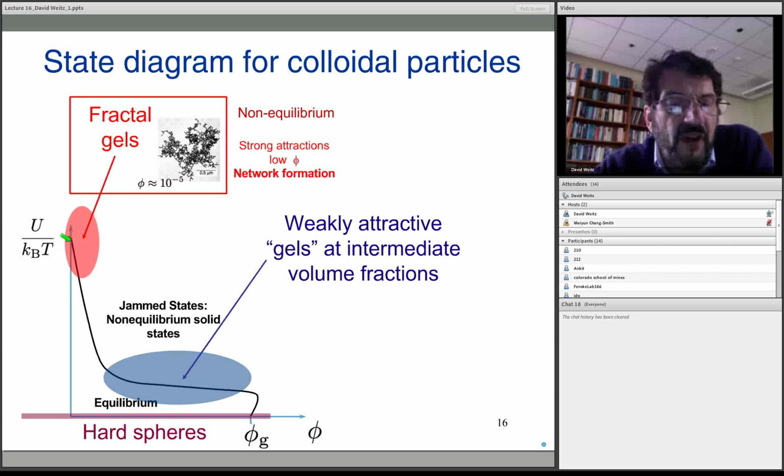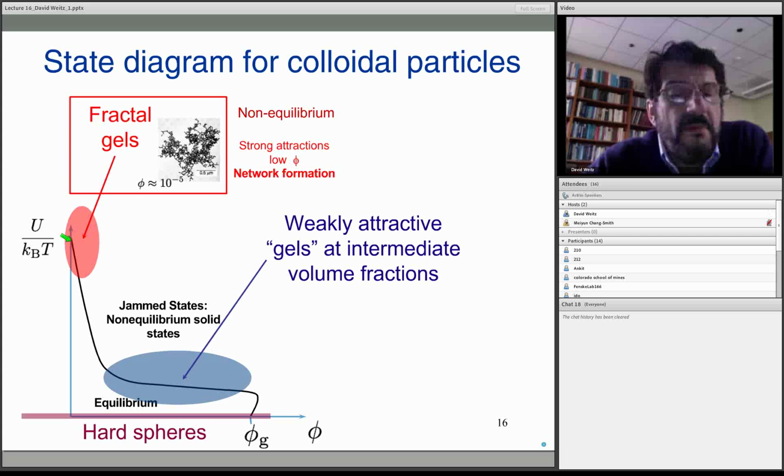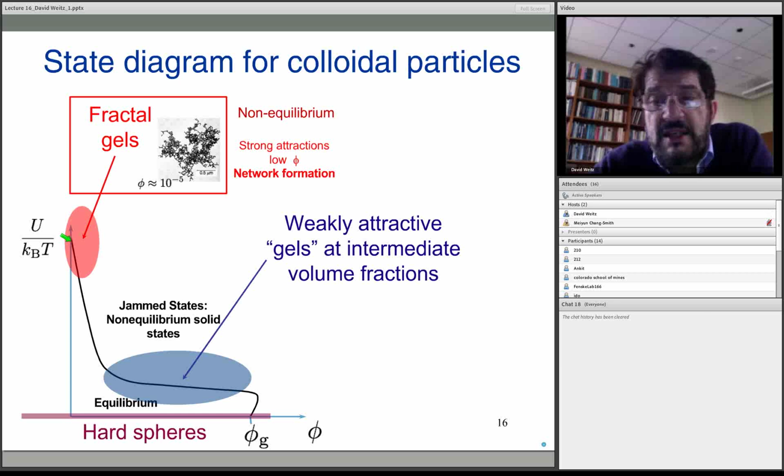However, if the volume fraction goes up or the attraction goes up, at some point you get them to stick together in some way that forms a continuous structure that remains stationary in time. So you get a jammed or a non-equilibrium state that forms a solid. And I'm going to come back and look at this in a few minutes.